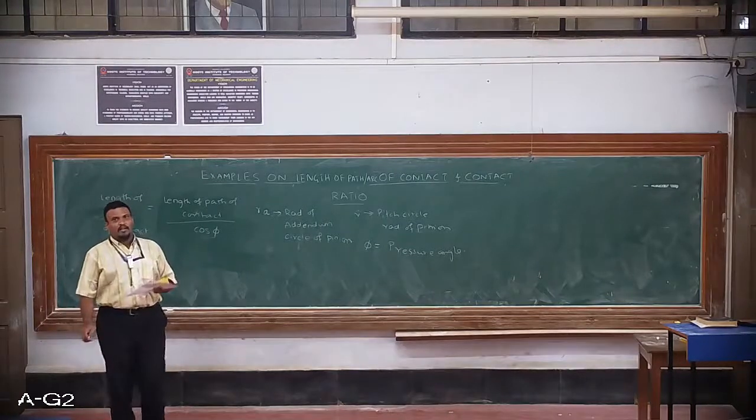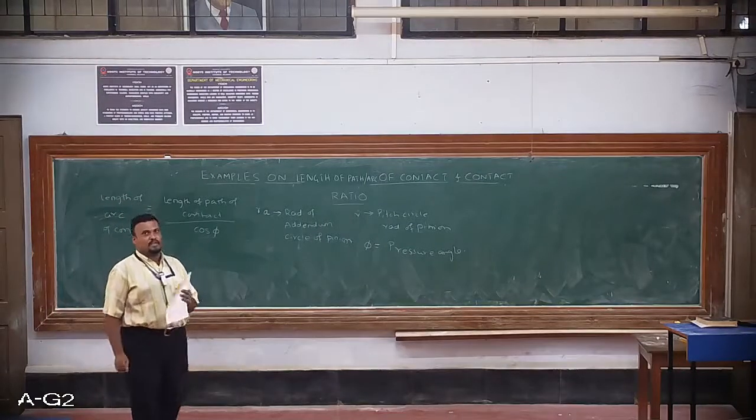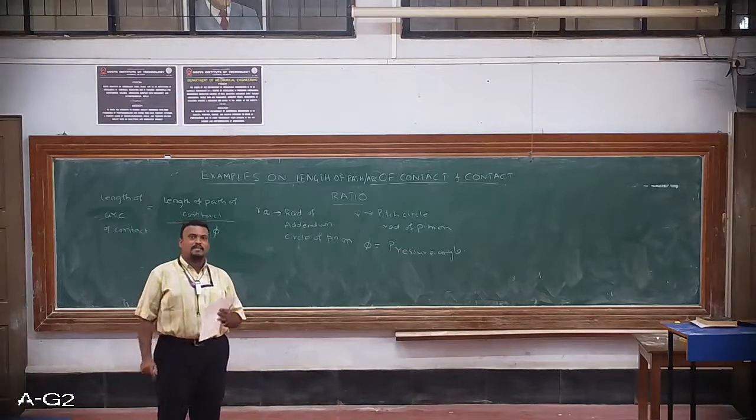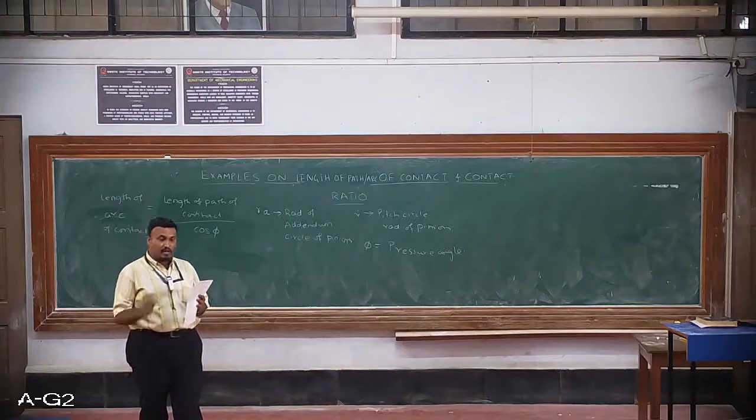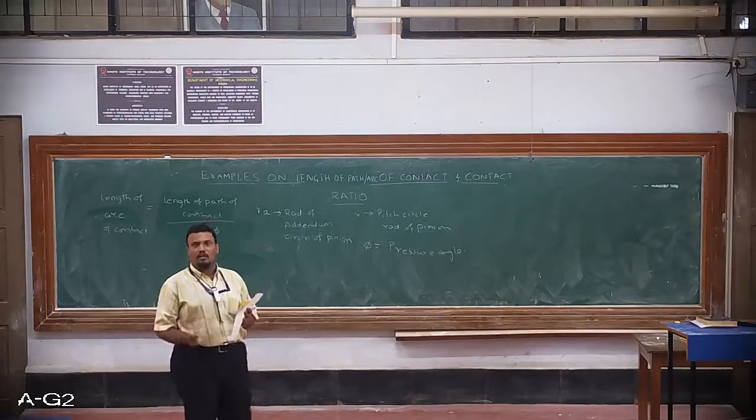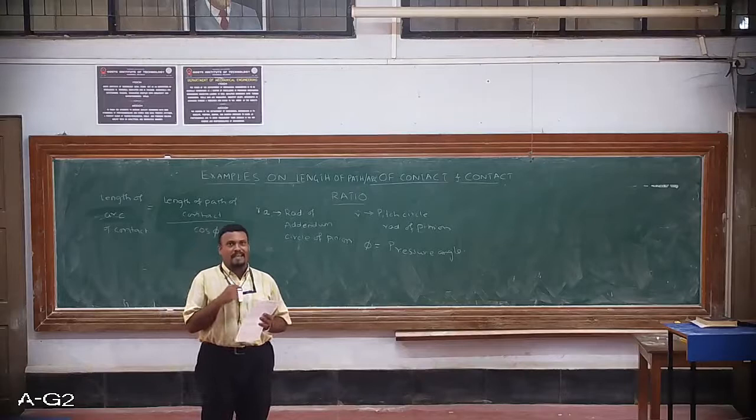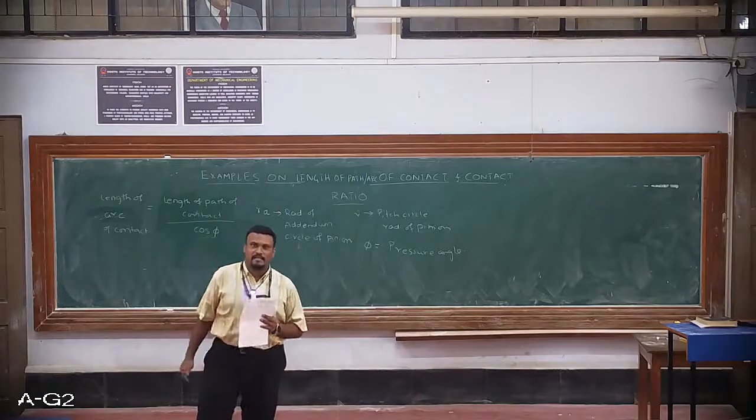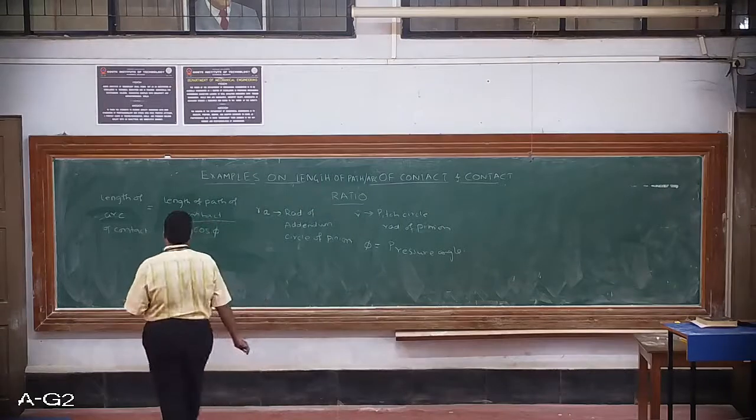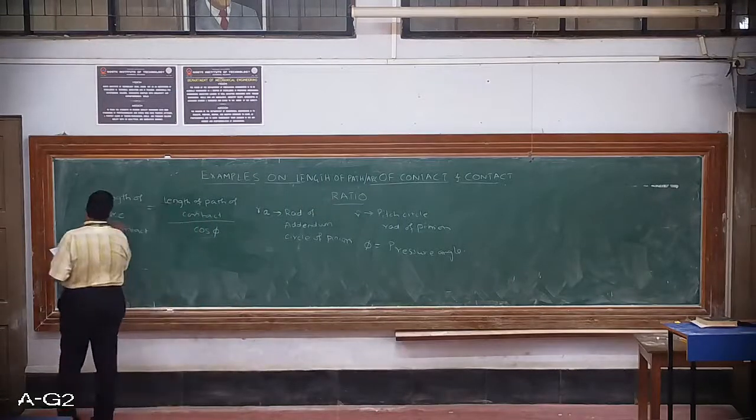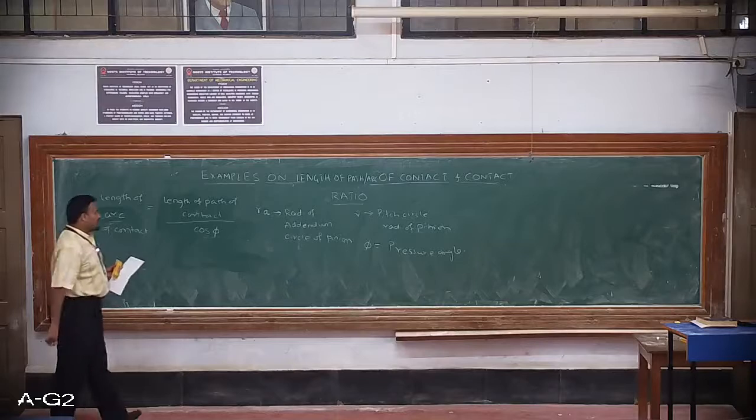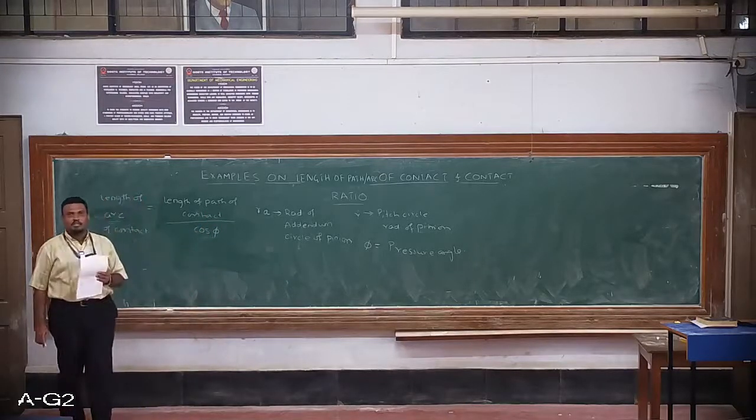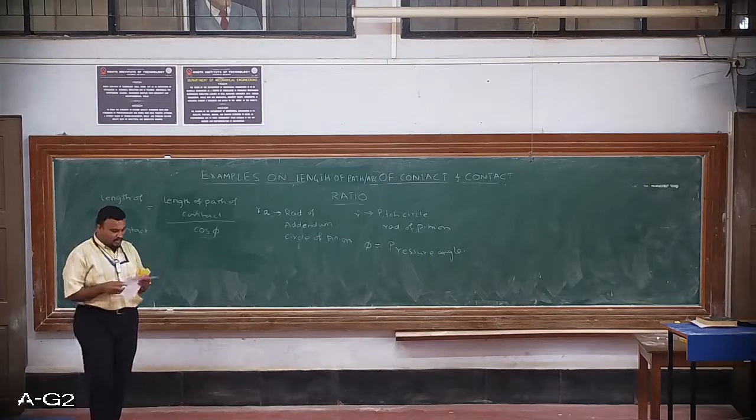Arc of contact we have also seen. It is the arc on the pitch circle of either the gear or the pinion from the engagement of the teeth, that is the point of engagement, to the point of disengagement. We call it the length of arc of contact. So it is given as length of path of contact divided by cos of pressure angle phi.